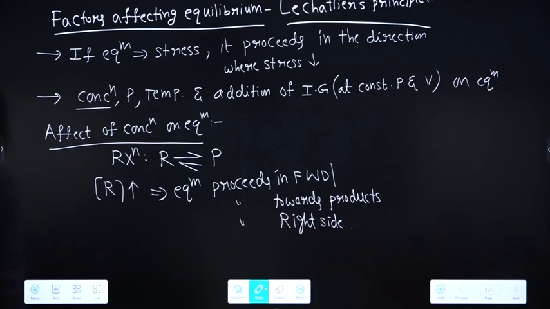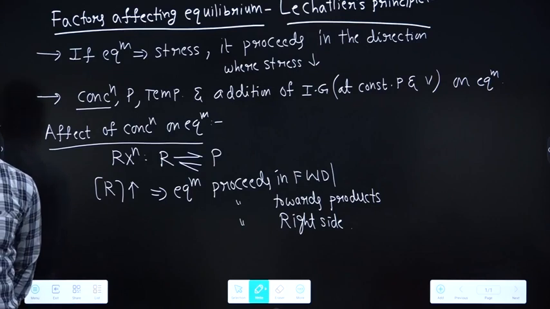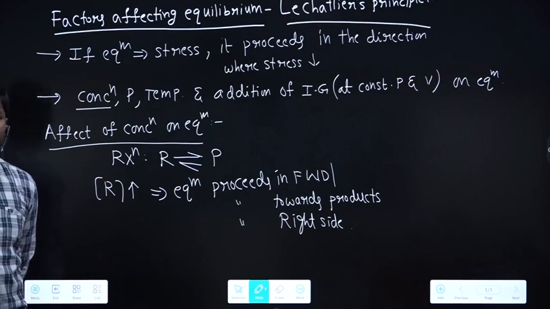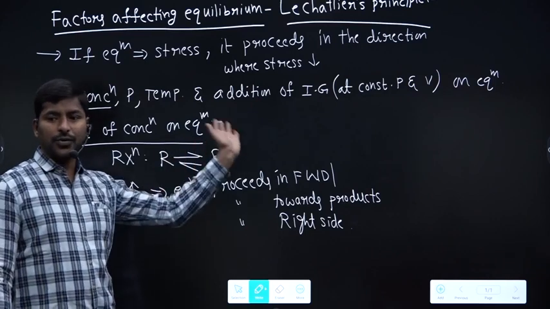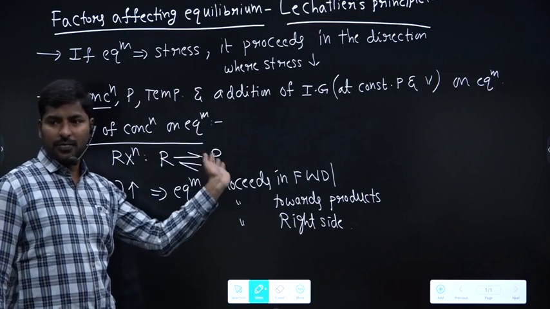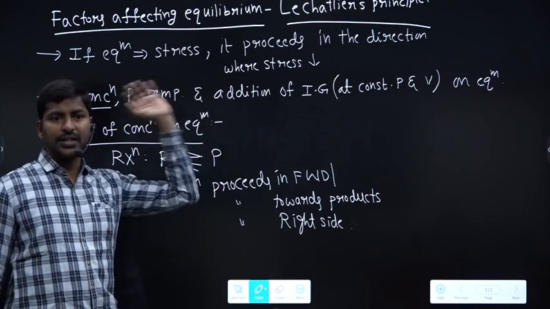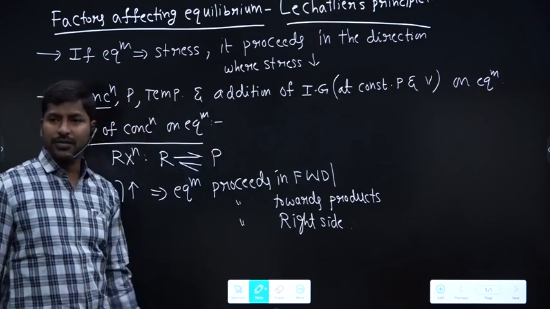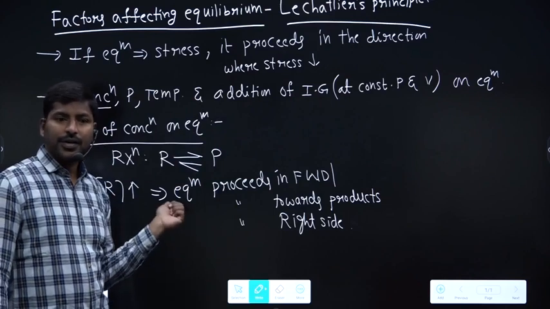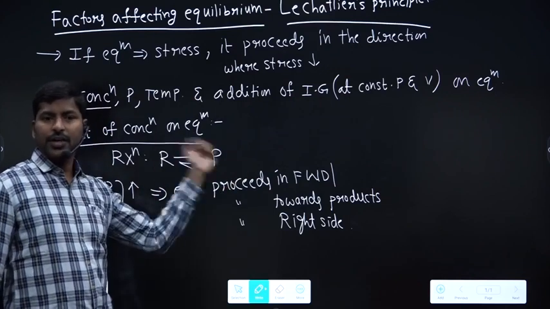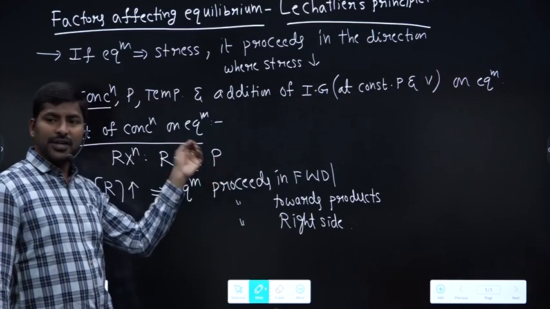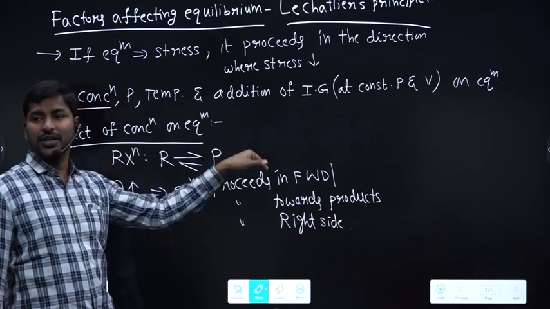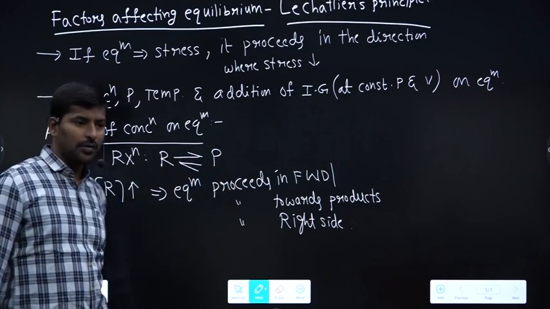If you decrease the concentration of product, what happens? Whatever product is formed, immediately you are collecting the product. As fast as the product is formed, we are collecting it, and then what happens? It proceeds in which direction again? Forward direction only. We are decreasing the concentration of product, which means it shifts in the direction where the concentration of product increases. That means again forward direction only.